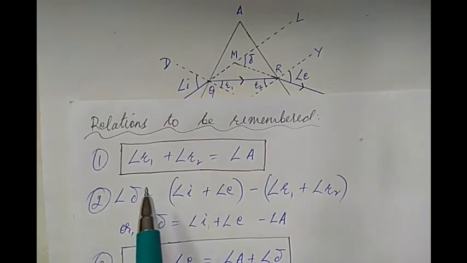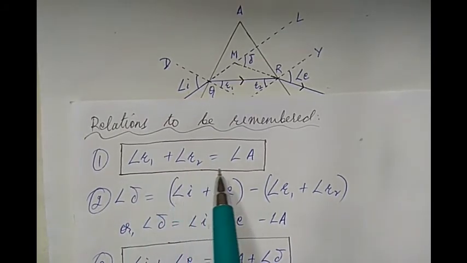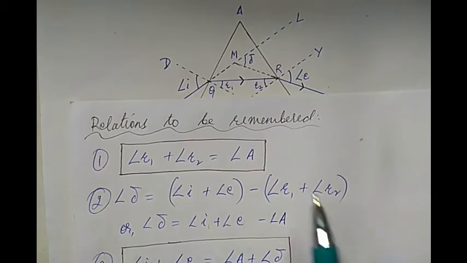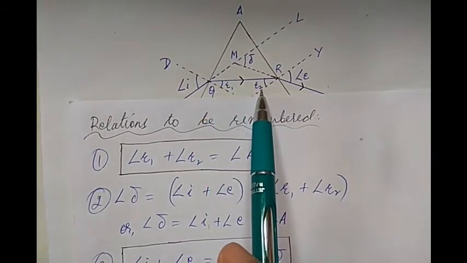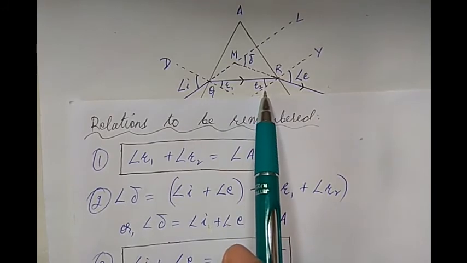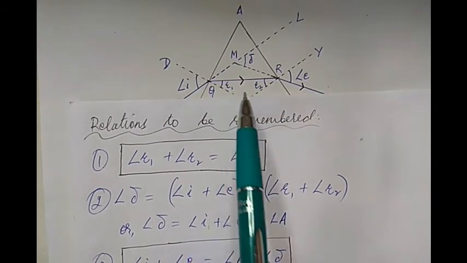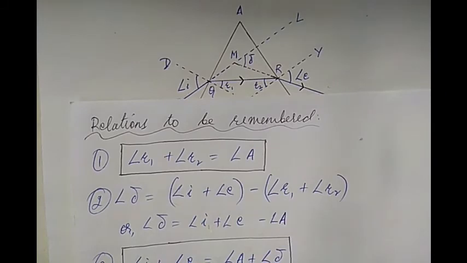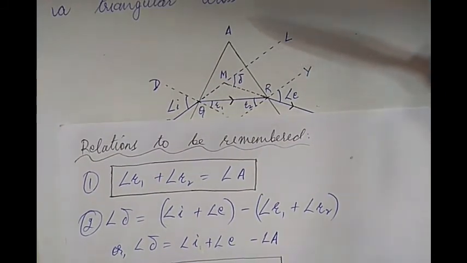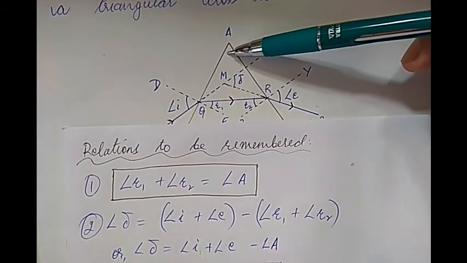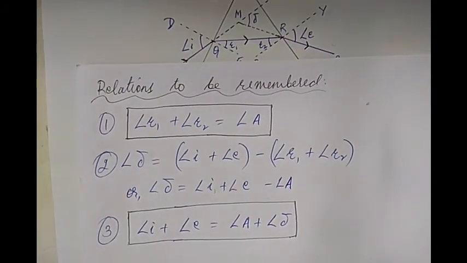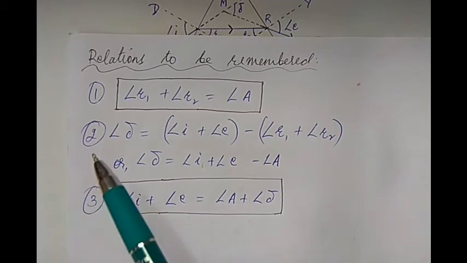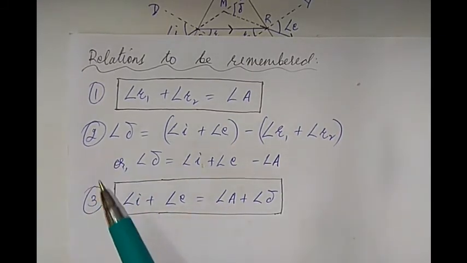The first one says angle R1 plus angle R2 is equal to angle A. That is, this angle of refraction on the first surface and angle R2, which is the angle of incidence on the second surface, the sum of these two angles is equal to the angle of the prism. The angle of the prism meaning this angle over here, angle A. So this is one thing. I have shown these two relations to be two different things, but it's one and the same actually.